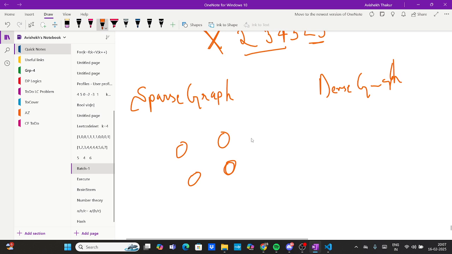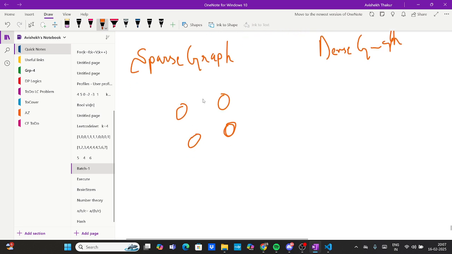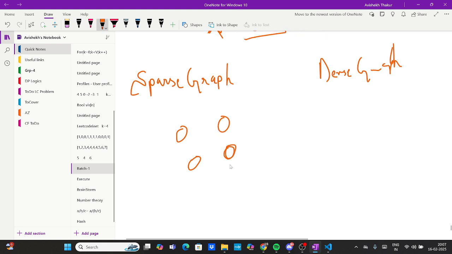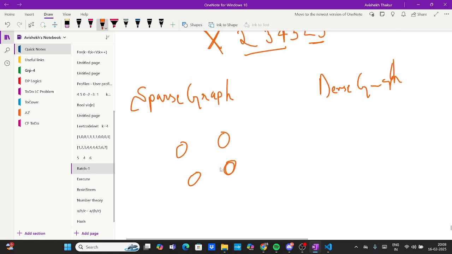Now, in a graph, let's say you have some nodes. In this case there are 4. How many edges can I draw? The question is about the number of nodes: how many edges can you draw?